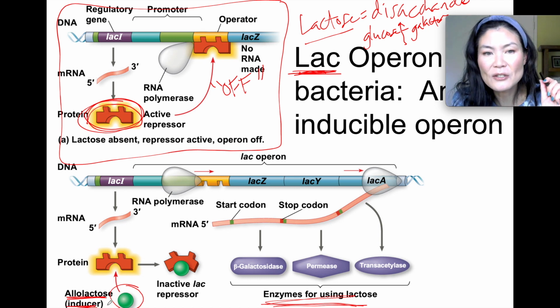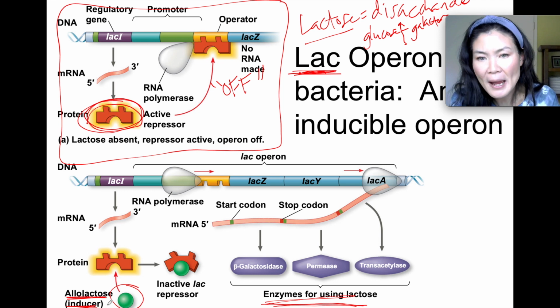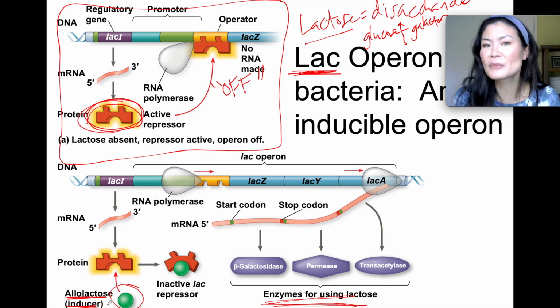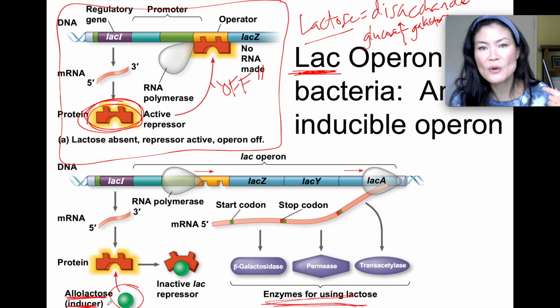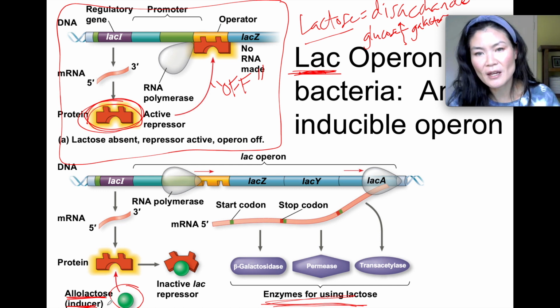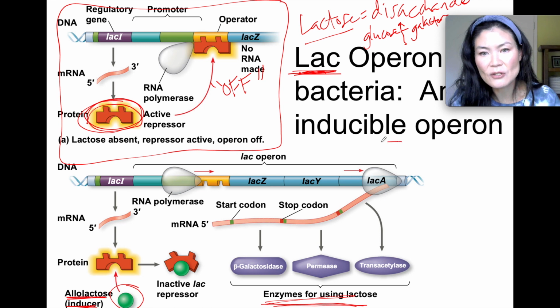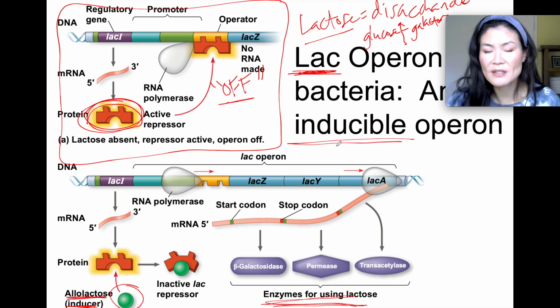An inducer causes something to happen, whereas a repressor prevents something from happening. With the trp operon, tryptophan was a co-repressor, whereas here in the lac operon, lactose is an inducer because it's going to induce, it's going to encourage, it's going to turn on the gene. So we call the lac operon an inducible operon because it's normally shut off, whereas in the trp operon, it's normally on, and then tryptophan acts as a co-repressor, shutting it down.